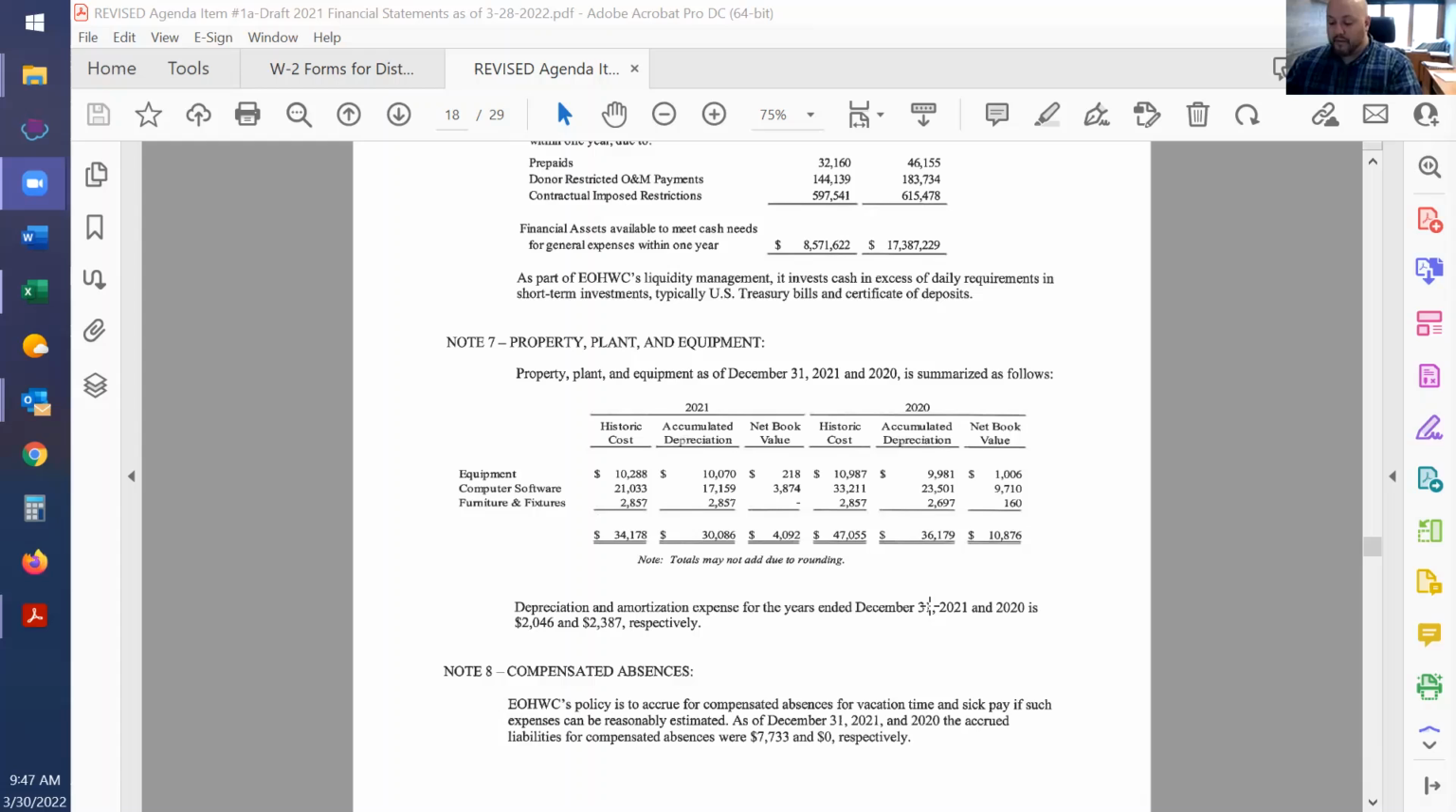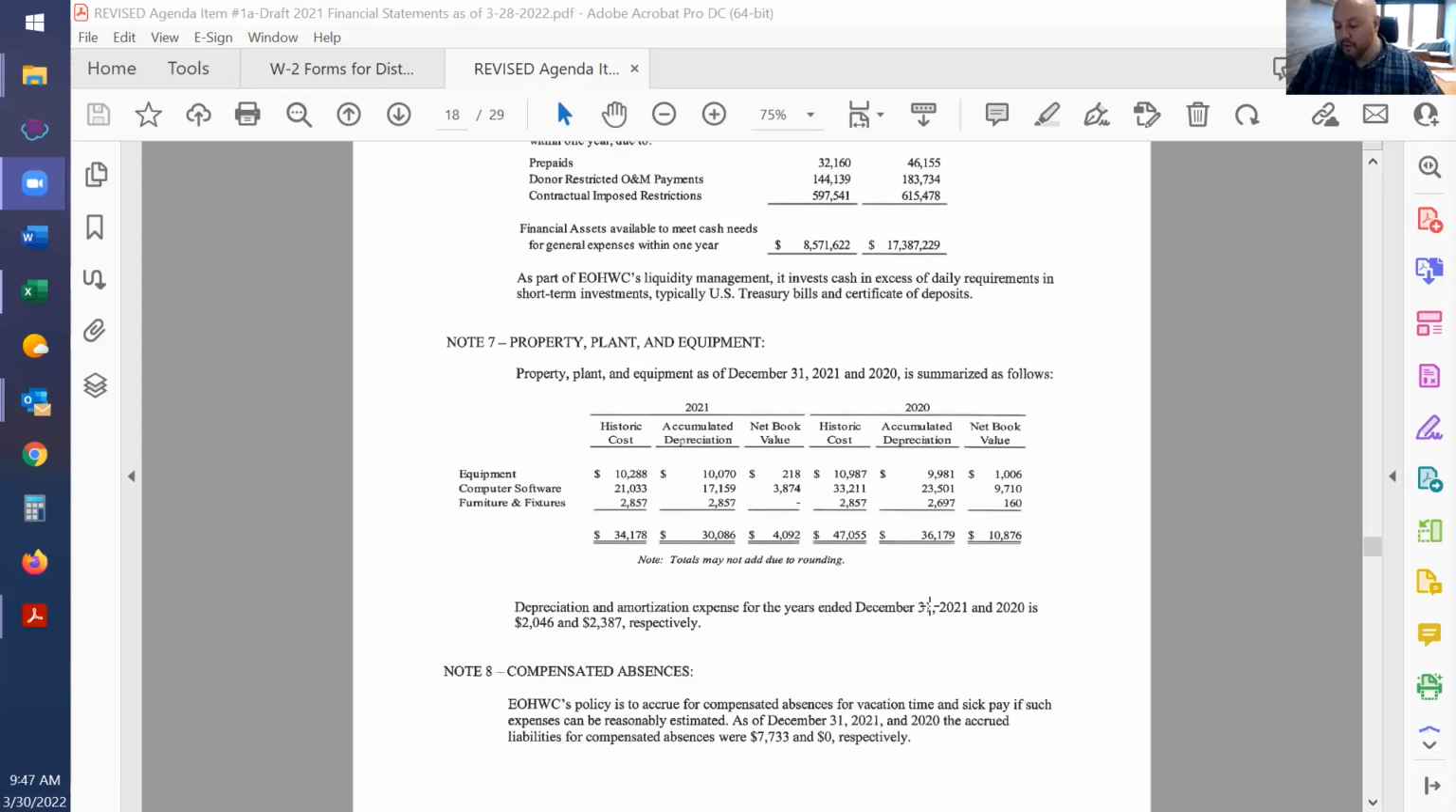Compensated absences. This is a summary of the organization's unused vacation and sick time. Basically, what we do is you take the amount of unused vacation and sick time multiplied by the individual's hourly rate, and we come up with a number here, basically saying that the individual is entitled to this amount of unused sick and vacation time as of year end.